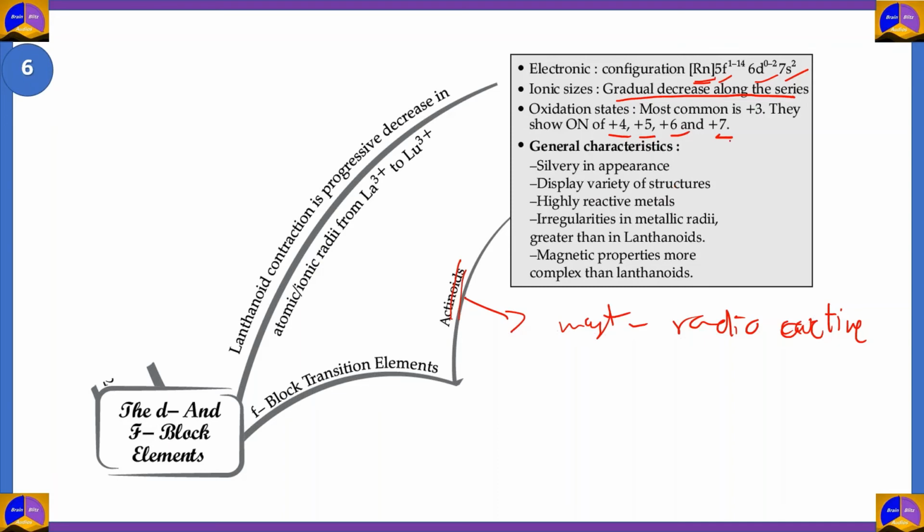Now, when we're talking about general characteristics, most of the actinoids are silvery in appearance, and they display a variety of structures. And this variety of structures is due to irregularities in the metallic radii. These actinoids are also highly reactive metals. The condition is that they must be finely divided. So when they're finely divided, when they're porous, they can react very easily. So they're highly reactive.